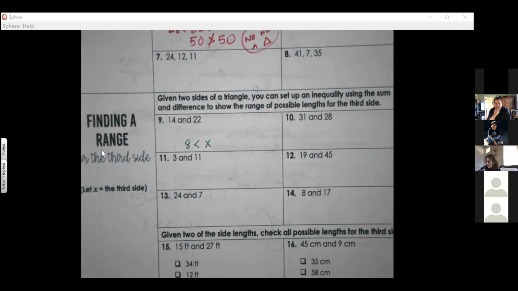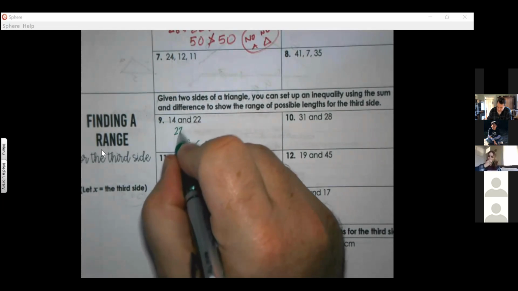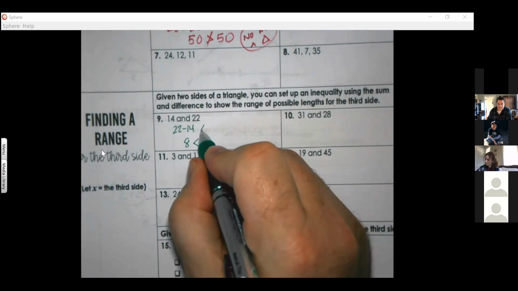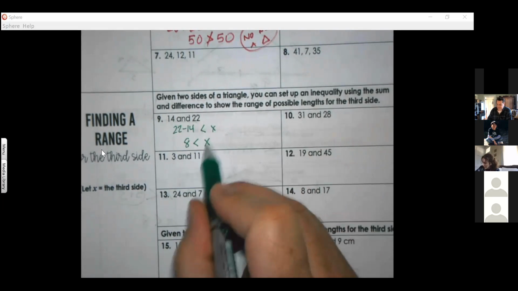How did we get 8? Besides listening to Harrison. Because 14 plus 8 equals 22. Okay. Is there a different way to express that? You could do 22 minus 14. Yes. Right? Given the 2 numbers that we've got, let's do the subtraction. So in other words, we know that x has to be greater than the difference between these 2.